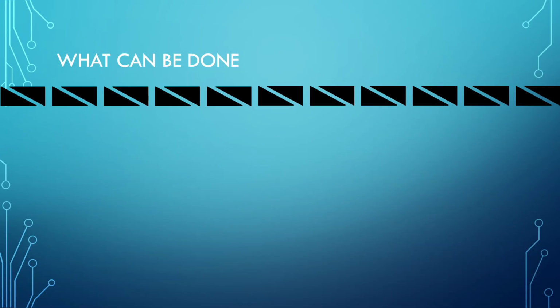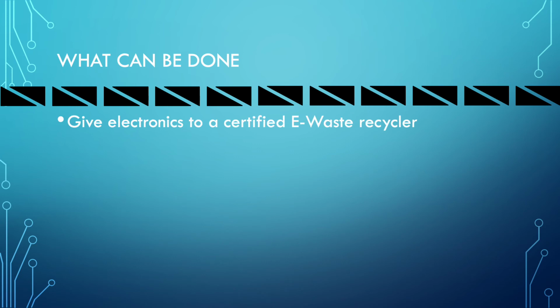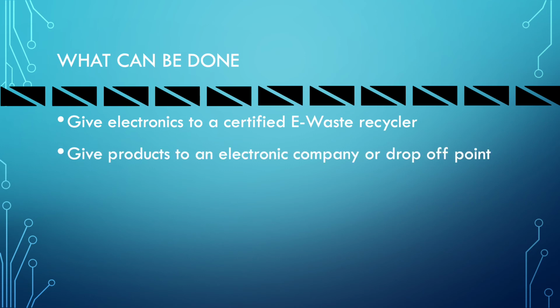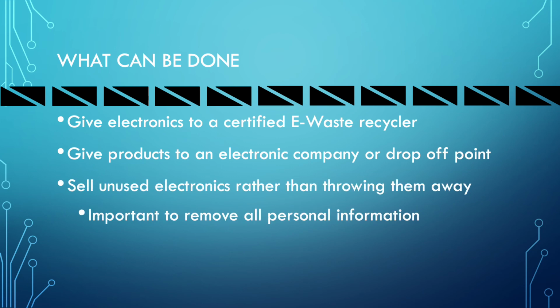So what can we do? You can start by giving your electronics to a certified e-waste recycler. These are people that have the ability to handle the waste. There are also some electronic companies that have drop-off points where you can bring in your electronics and drop them off there for them to properly dispose of as well.